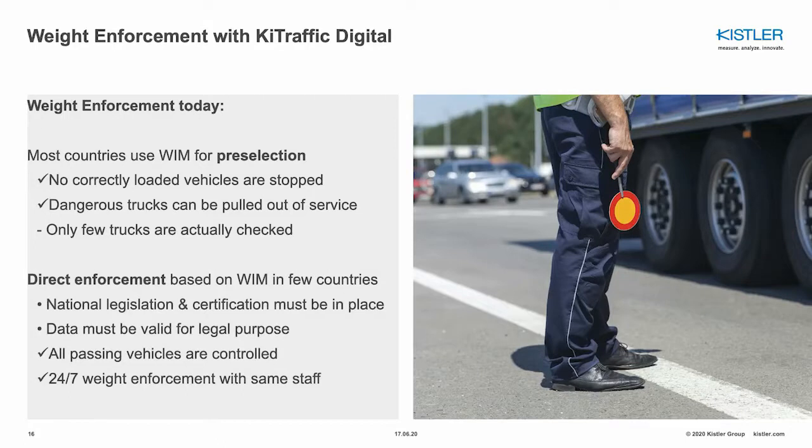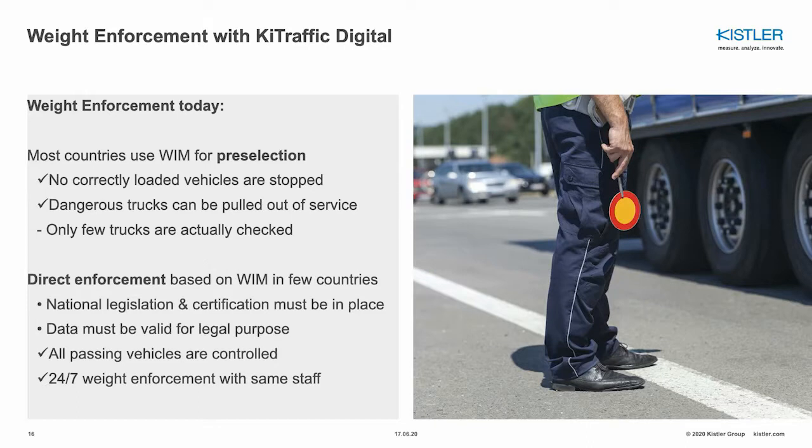Today, weight enforcement is mainly made with a pre-selection approach. This means in most countries there is a WIM system installed somewhere on the highway, and a little bit further down on the road there is a static scale, maybe next to it on a parking lot, where the static weight is measured and used then for legal processing in case there's an overload detected.